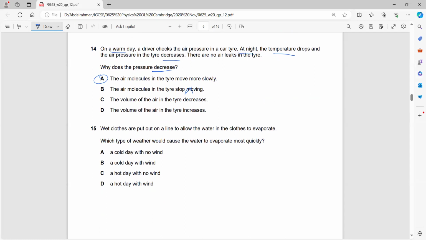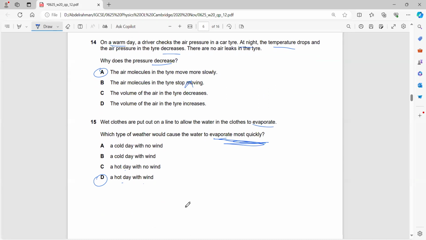Okay, when you have wet clothes and you put them on the line, evaporation occurs. Which type of weather would cause the water to evaporate most quickly? A cold day? No. A hot day with no wind? No, a hot day with wind. Yes, evaporation increases with temperature and it increases with the wind.